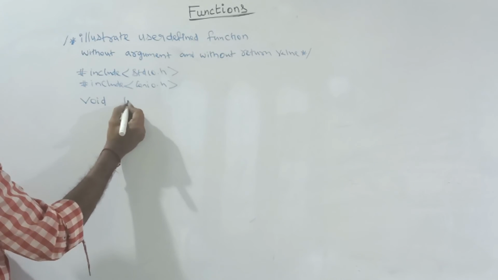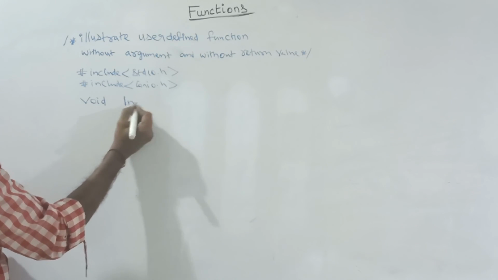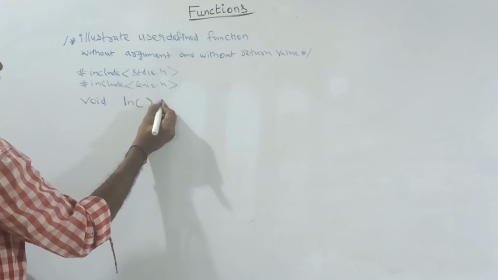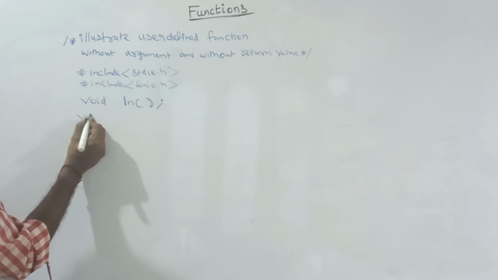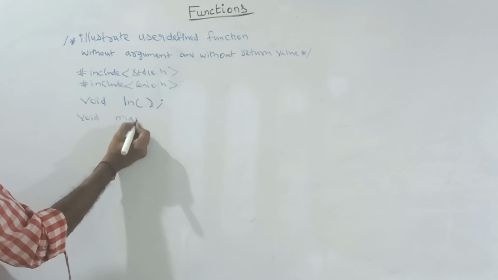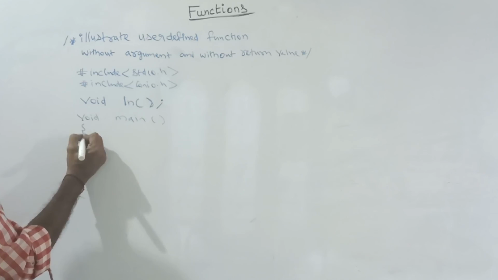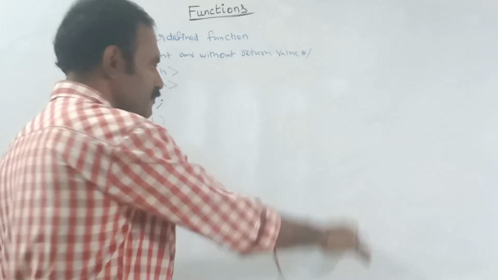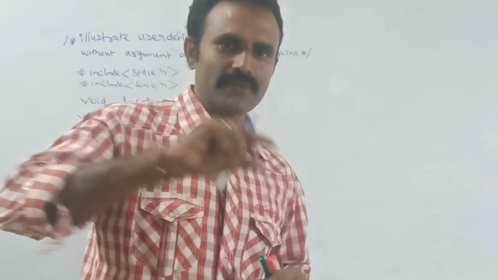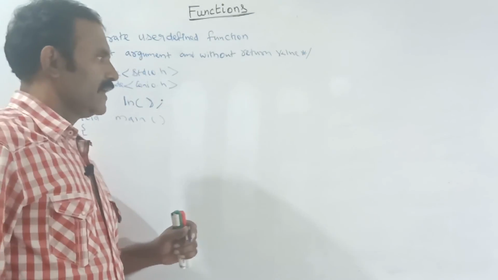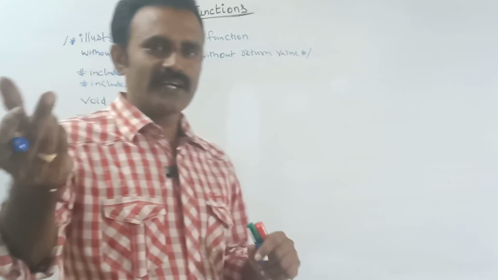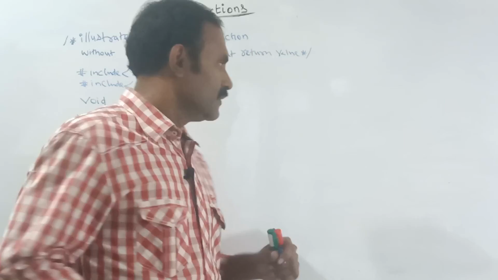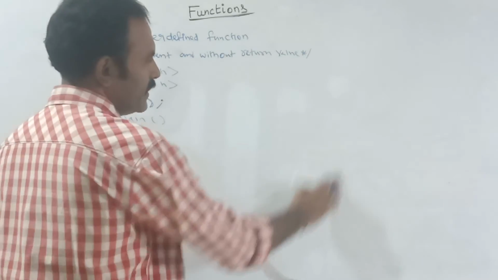Next, my function name is ln, to draw the line. Here there is no argument. This is the function declaration. Here void is the main function. Suppose you want to draw multiple lines, we can create a function whenever we need. At that time, if you call ln, it will automatically draw the line.